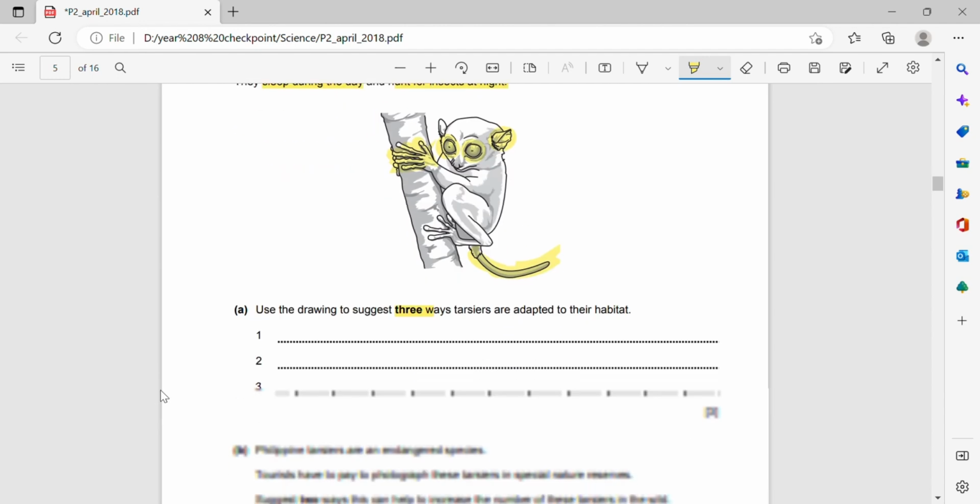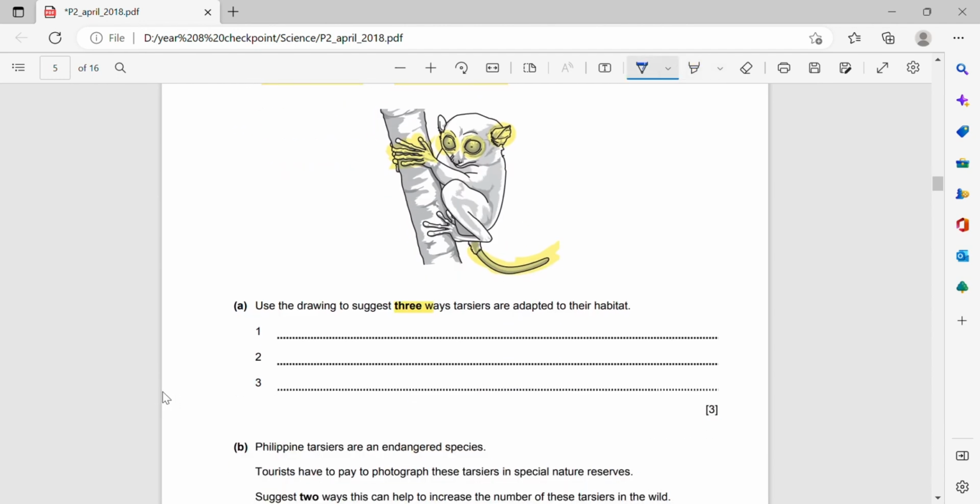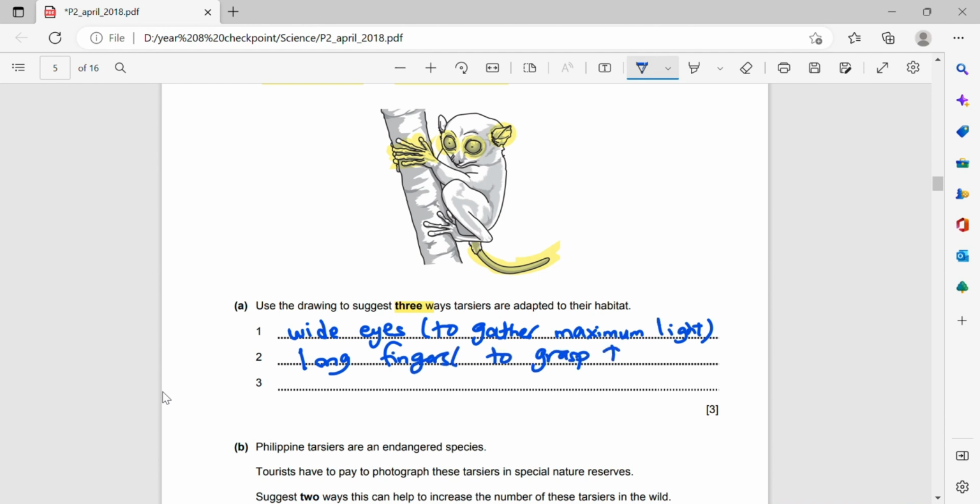So the answer is, we can write wide eyes to gather maximum light, long fingers to grasp trees, long tail for balance. And if someone else mentions they have the big ears, you can write it for sensitive hearing.